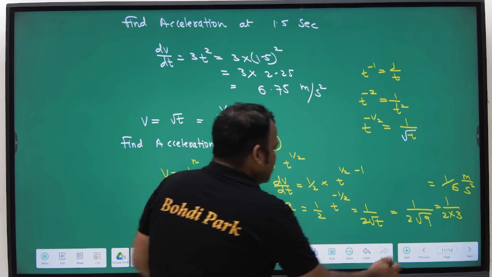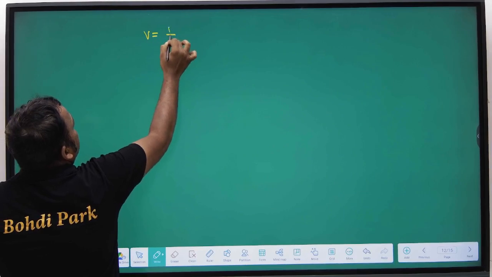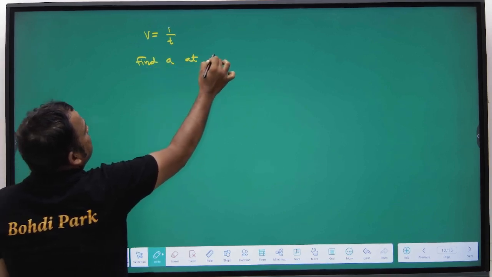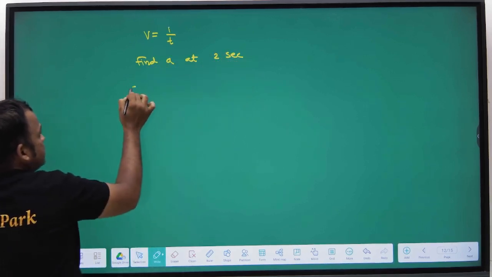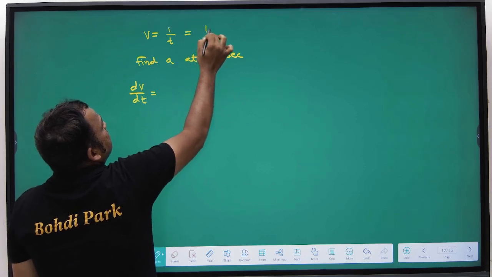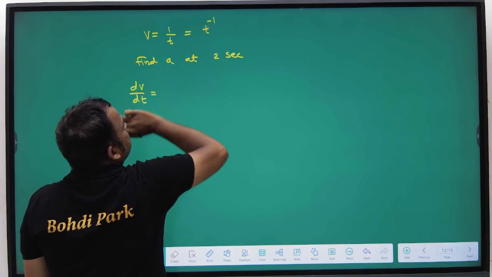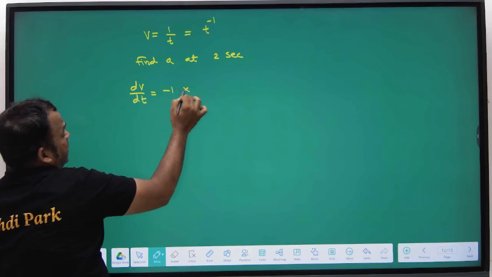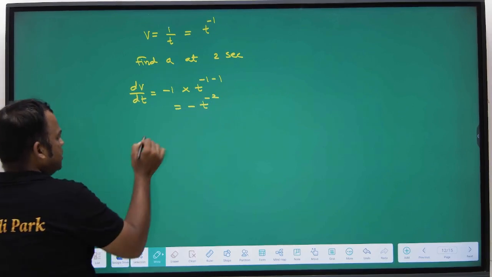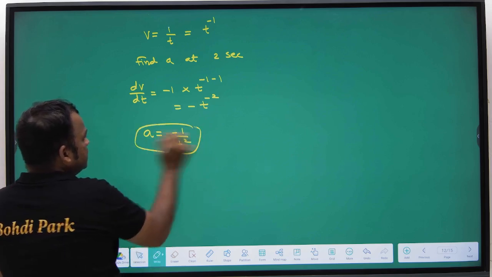Let's take one more example. If v is equal to 1 by t, find the acceleration at 2 seconds. So we have to find dv by dt. First, make sure you write this in x power n form, or t power n form. So it is t raised to minus 1. So dv by dt will be minus 1 into t raised to minus 1 minus 1. So it is minus t raised to minus 2. So the acceleration at time t will be minus 1 by t square.